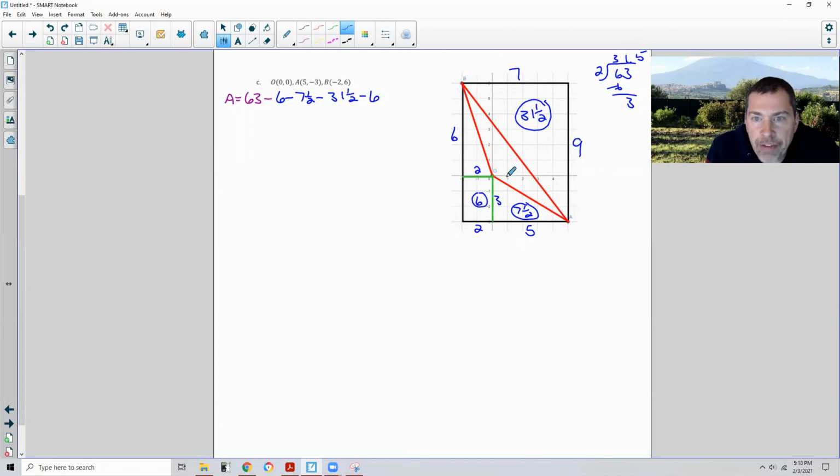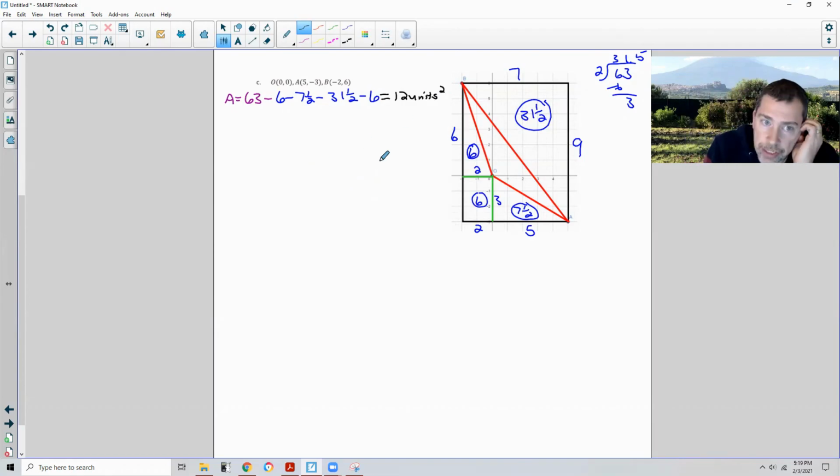So let's just make sure we have all of our pieces. This is an area of 6. 1, 2, 3, 4 areas that we need to subtract from the rectangle to get the leftover area. 7 and 31 is 38. And 1/2 and 1/2 is 1, so that's 39. 6 is 45, and another 6 is 51. So it's 63 minus 51, and that is going to equal 12 units squared.